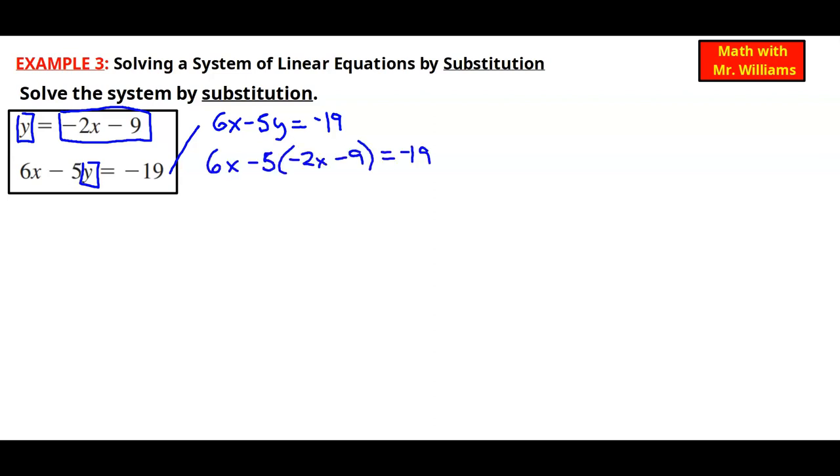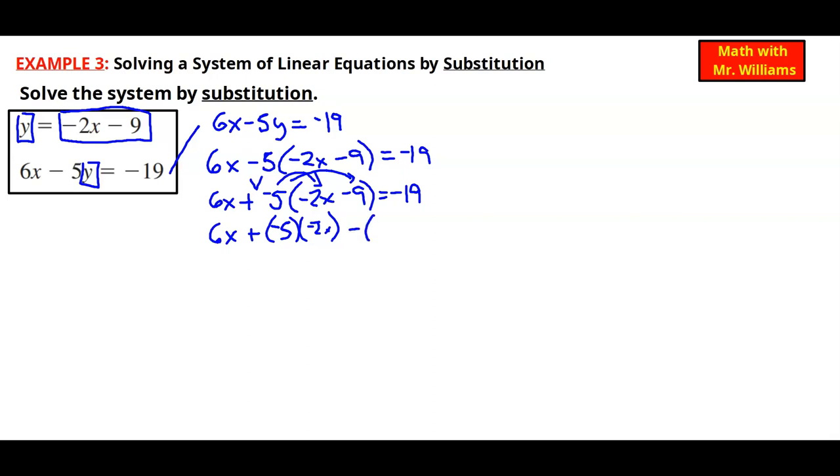Now what I like to do in these cases where I have a negative 5 that's going to be distributed, I like to show it to myself. So instead of having minus 5, I'm going to change this to that negative 5 with that addition in front of it. This helps me see what I need to multiply by. So I have a negative 5 being multiplied to the negative 2x and that 9. So we start off with 6x plus, now we have our negative 5 times that negative 2x minus, we have our negative 5 times 9 equals negative 19.